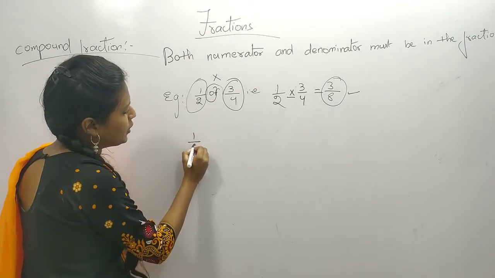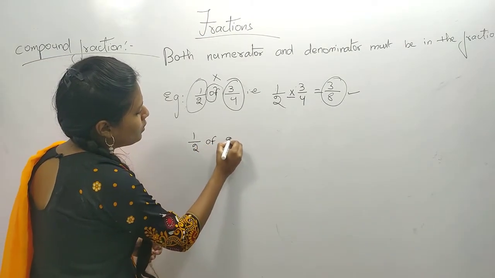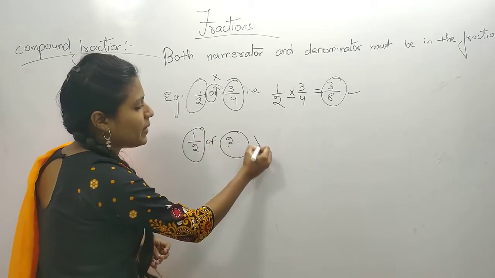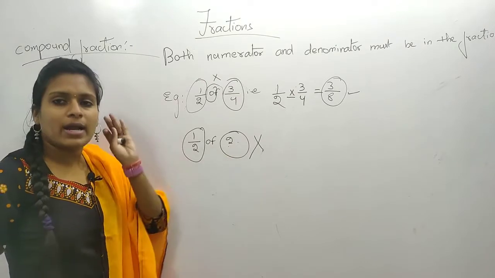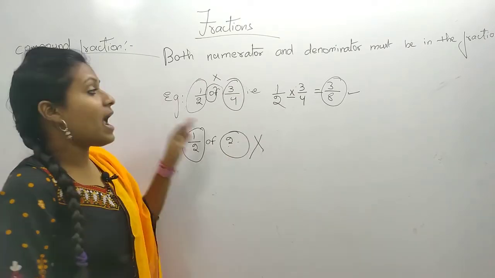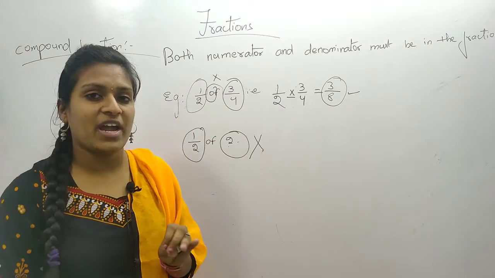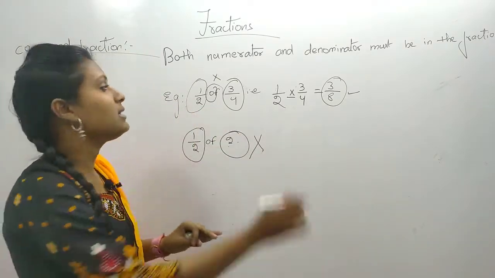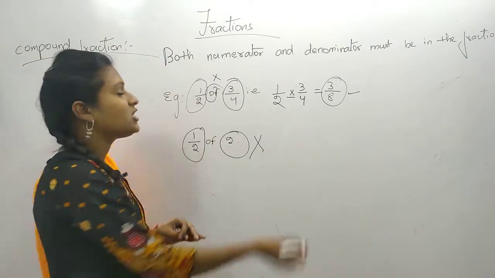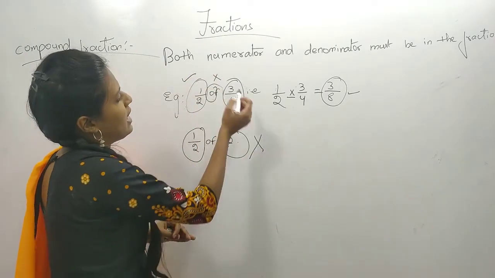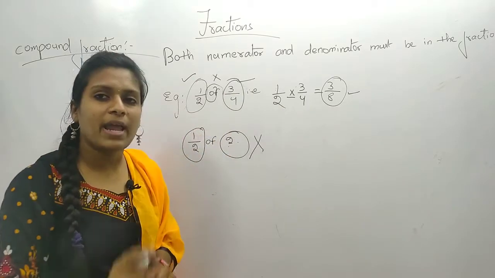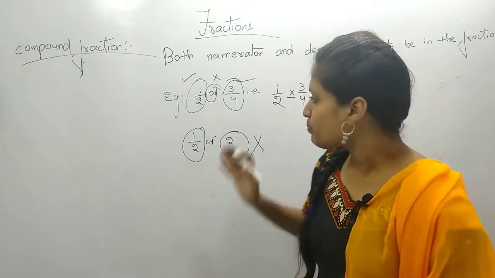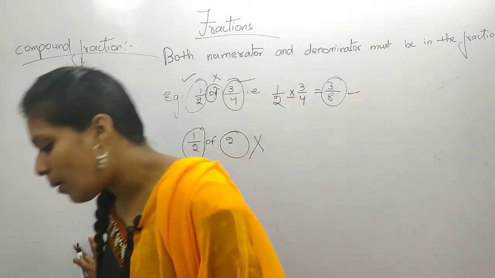You will take 1 by 2 of 2. It is a fraction, but it is not a compound fraction, which means it will be wrong. That's why you should observe clearly what a fraction is and how you can identify a compound fraction. You must see that the numerator and denominator are both in fractional form, then it is called a compound fraction. Okay, now we have discussed compound fraction.